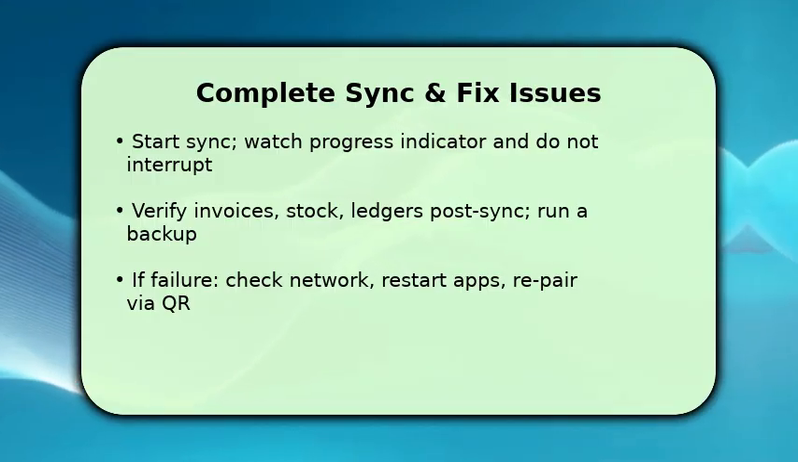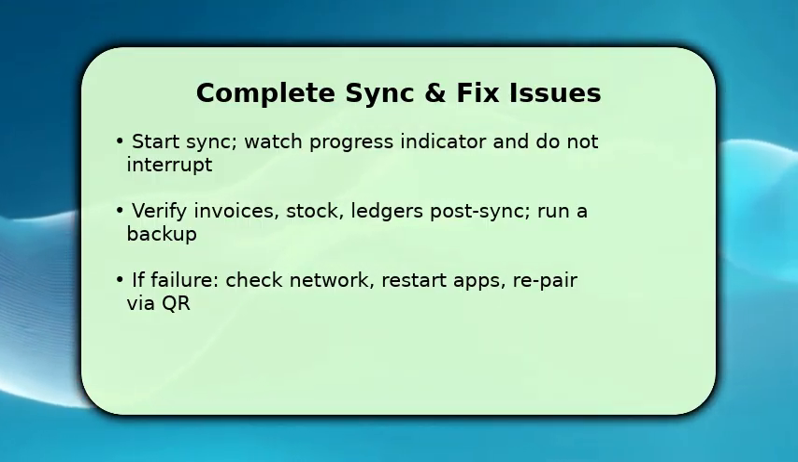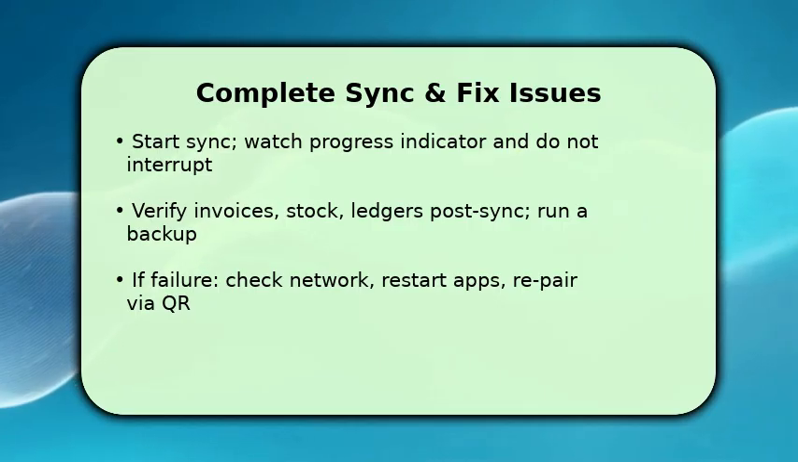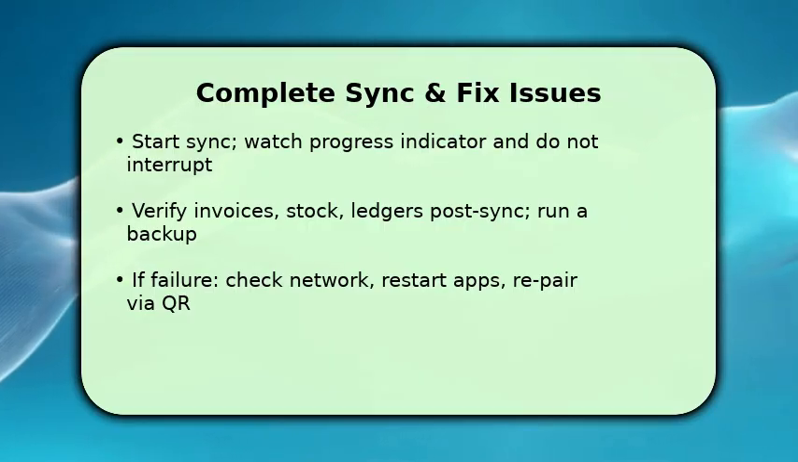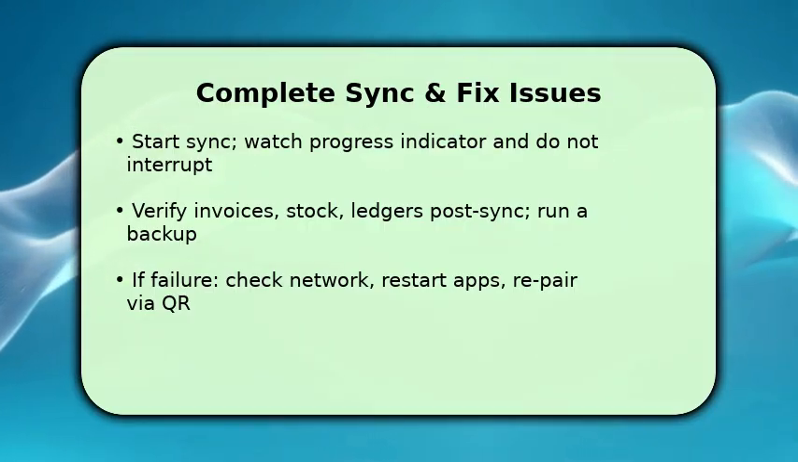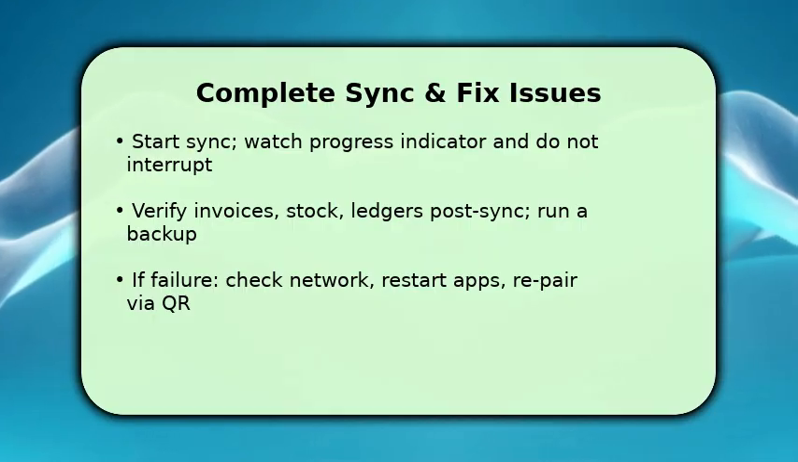Once finished, verify key records, invoices, stock levels, ledgers, and perform a post-sync backup on both devices to lock the state. If something goes wrong, first check network connectivity and battery settings, then restart both apps and re-pair using the QR code. This clears transient errors and forces a clean sync.